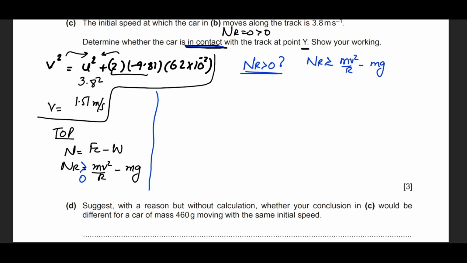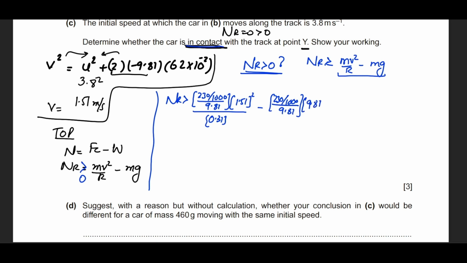So let's calculate this whole scenario on the side. So nr being greater than what? So m, that is 230 divided by 1000, multiplied by velocity square at y, which is 1.51 squared, divided by the radius of the circular motion, which is 0.31, right? Minus the weight, which is 230 divided by 1000, multiplied by 9.81.